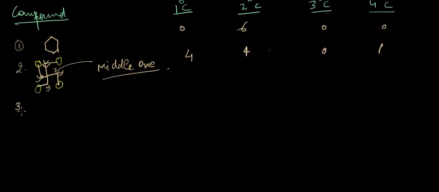Take a look at this example. How many 1 degree carbon atoms are there? 0. How many 2 degree are there? All the 6. 0 and 0.